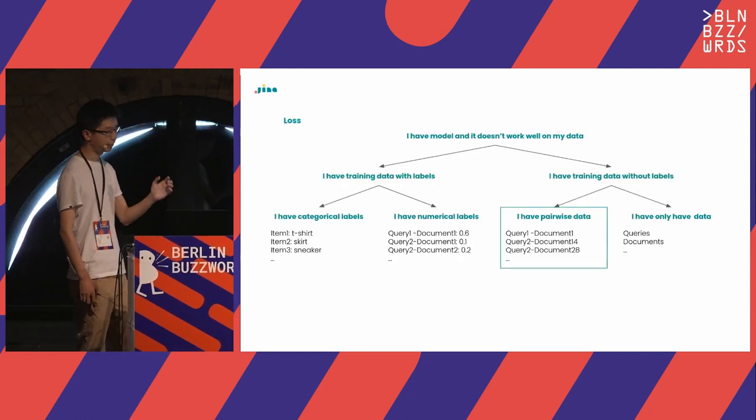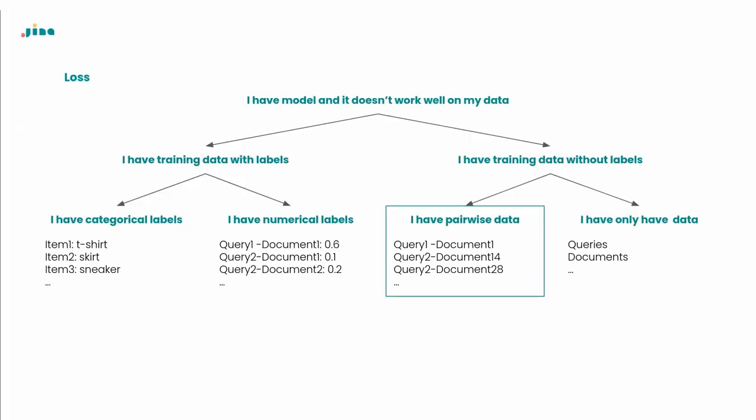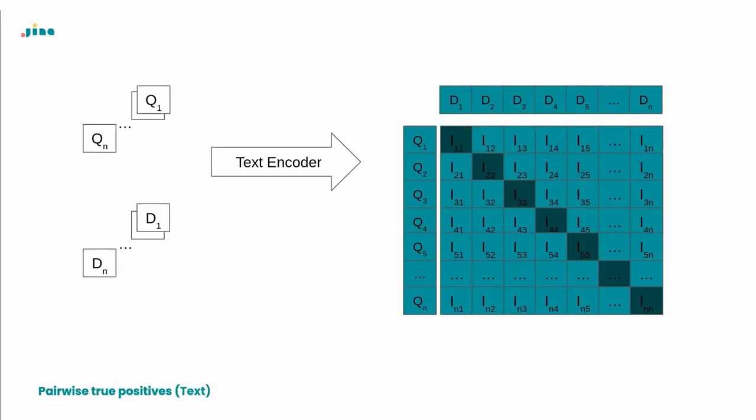However, getting this kind of similarity values between items is quite hard. So now let's move to the third case. What if you don't have any indication of how similar these two items are? So you only have pairwise data, which means query 1 and document 1 are true positives, or query 2 and document 4 are true positives. This kind of information is much easier to get. For example, if you have a user query and the user clicked something, then you have a signal that this user query is related to this product. So we call it a true positive. In case you have this kind of data, what you can do is basically like this. You can have a text encoder, which is basically a text embedding model.